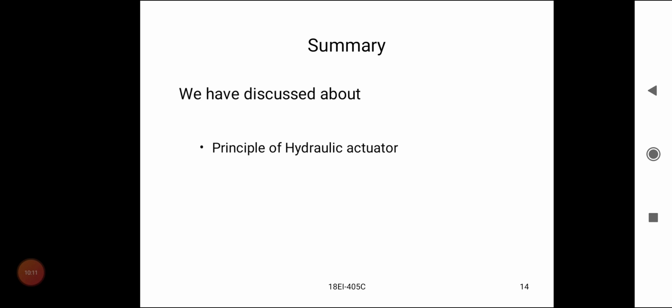This is the principle of hydraulic actuator. The advantages and disadvantages were discussed here.